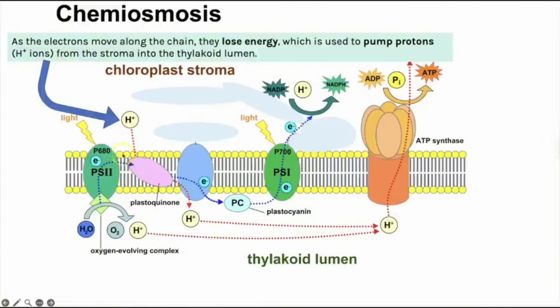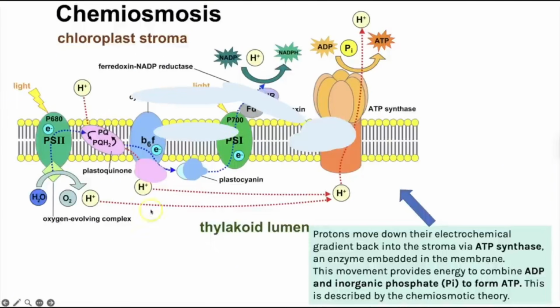So we get these electrons moving along this chain of proteins, and every time they move from protein to protein, they release energy. And that energy is used to pump protons from the stroma into the thylakoid lumen. And as a result, from those protons being pumped across and the protons released from photolysis of water, we end up with lots of protons on the thylakoid lumen side compared to the stroma, which means we've created an electrochemical gradient.